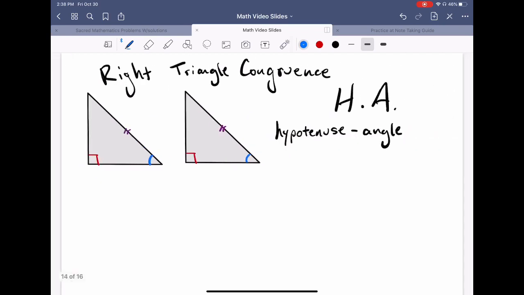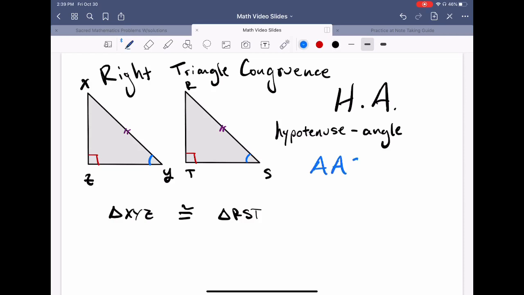Our last one is hypotenuse angle. So I have my two triangles. Oops, I forgot to label them, didn't I? XYZ and RST. They're two right triangles, triangle XYZ and triangle RST. And I have the acute angle labeled, the corresponding acute angles, and both hypotenuses labeled as congruent. That's all I need. It's hypotenuse angle. These two triangles are congruent. This is a special case of, you guessed it, angle, side.